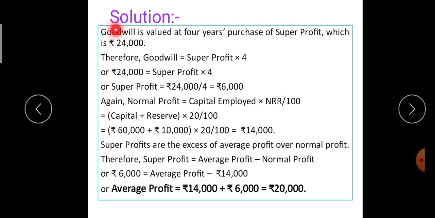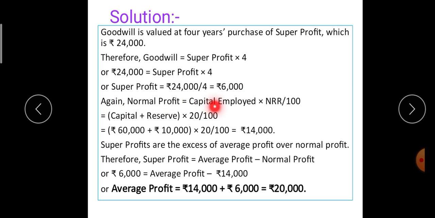first step. Okay, goodwill is valued at 4 years' purchase of super profit. So goodwill is equal to super profit into 4. Value of goodwill according to the question is 24,000. Super profit value they have not given, but it is multiplied by 4 to get the value of goodwill. So when we solve this equation, super profit is equal to 24,000 divided by 4 equal to 6,000 rupees. Okay, so we now know the value of super profit. It is 6,000 rupees. Now we have to calculate normal profit.